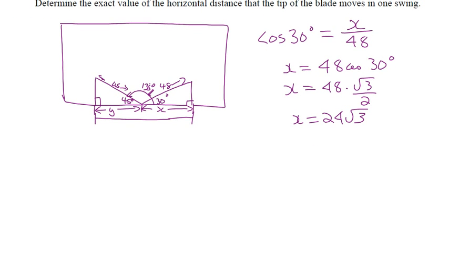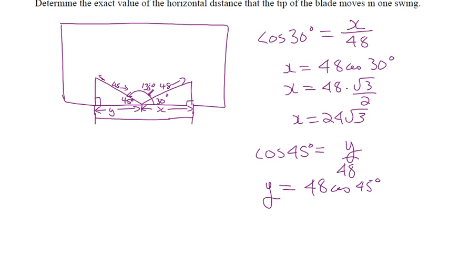Okay, how are we going to find y? Same thing? What, cos 30 degrees equals? No, close, 45. Okay, cos 45 degrees is equal to? Y over 48. Yes. So y is equal to 48 cos 45. 48 times root 2 over 2.